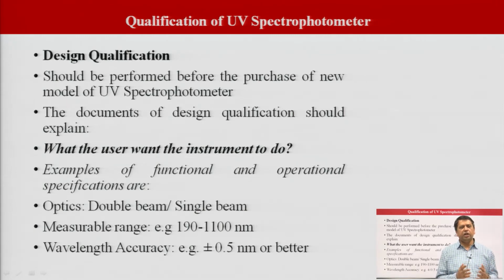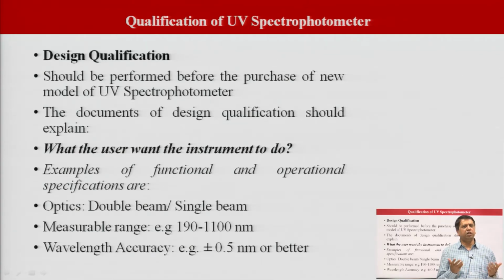For example, there are different types of optics. There may be a single beam or a double beam spectrophotometer. What should be the measurable range? Normally, the measurable range of the UV spectrophotometer is between 190 to 1100 nanometer.